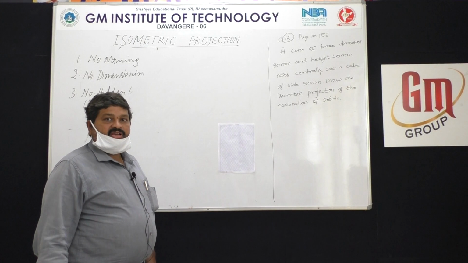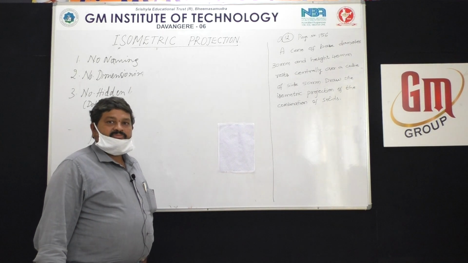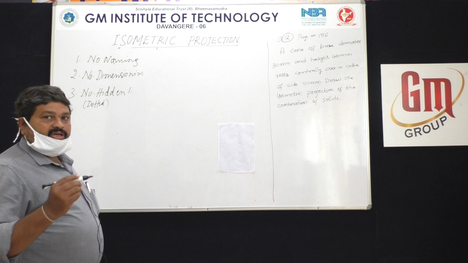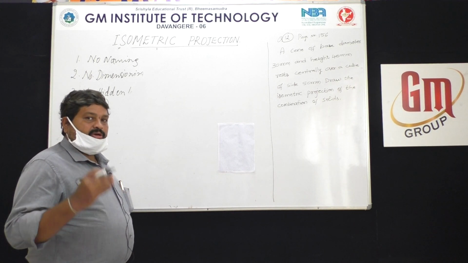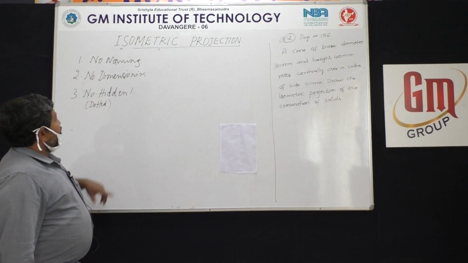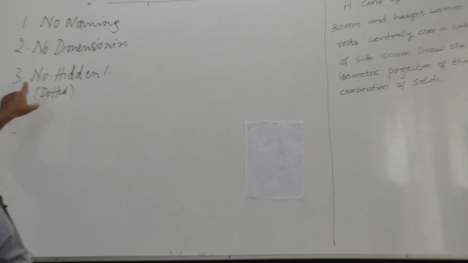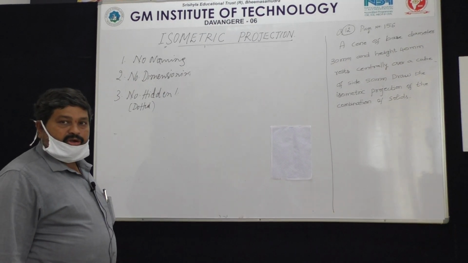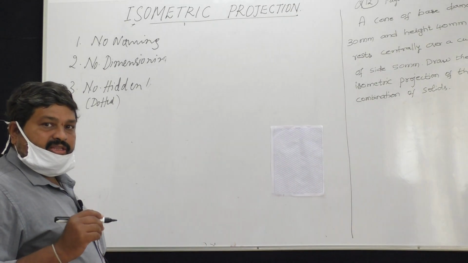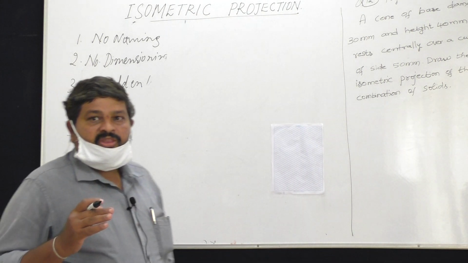In continuation with the previous class, explained by our colleague Mr. Mallikarjun, I will tell you some of the important tips or points regarding the isometric projection. As he told, we should not name the isometric projection, and there should be no dimensions and no hidden or dotted lines. Today I will explain how to construct the isometric projection of plane figures or laminas.